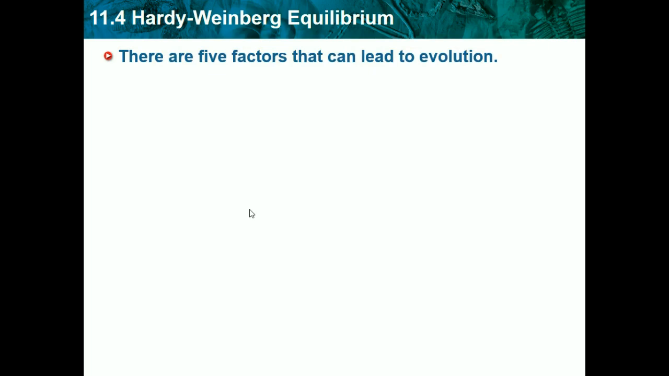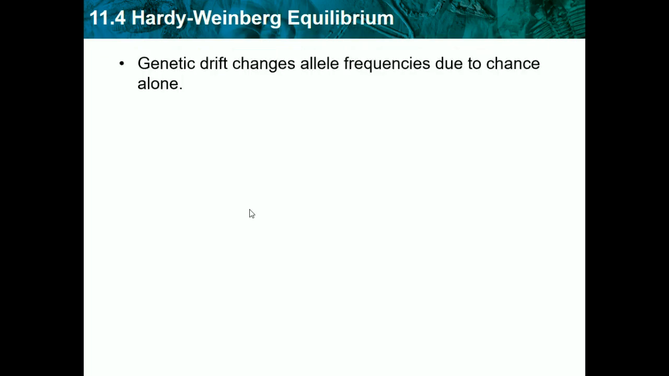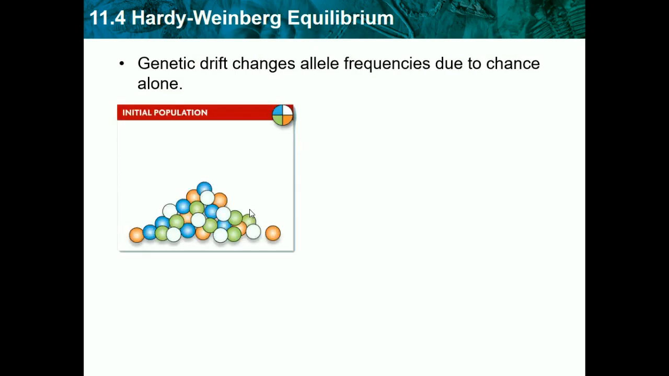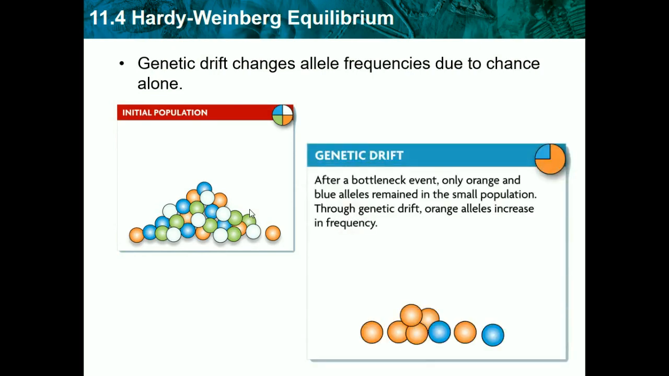There are 5 factors that can lead to evolution. Genetic drift, which changes allele frequencies due to chance alone. Genetic drift is like the bottleneck effect, when just randomly a certain part of the population dies. So here's our initial population, and then genetic drift occurs, and after a bottleneck event, only orange and blue alleles remain in the small population.